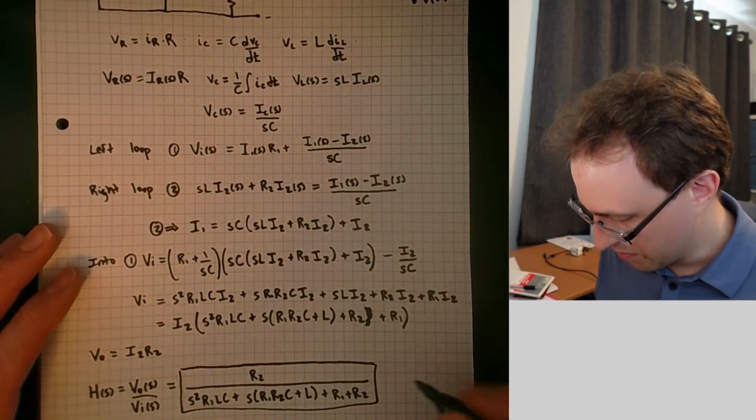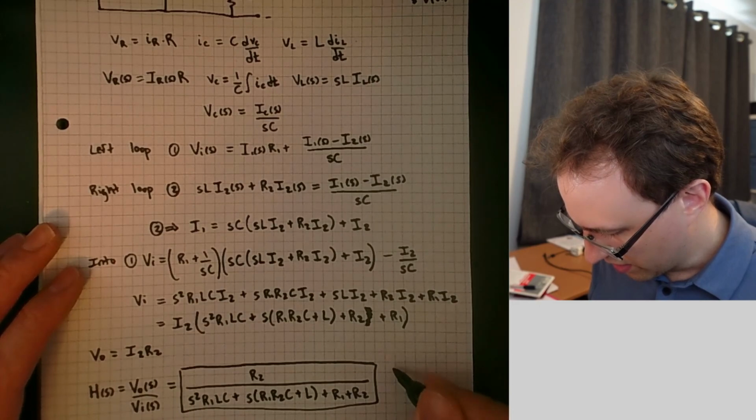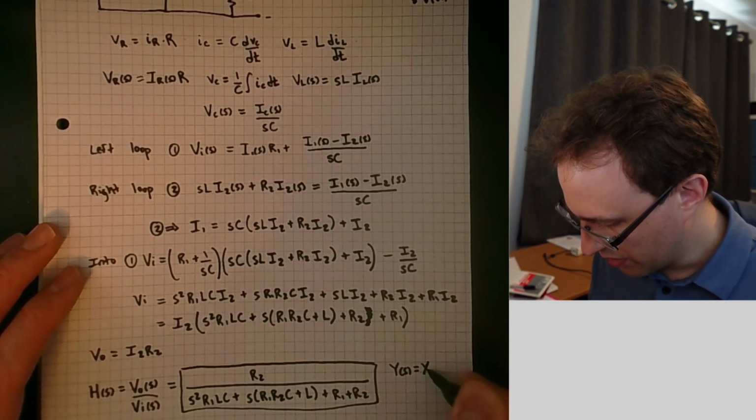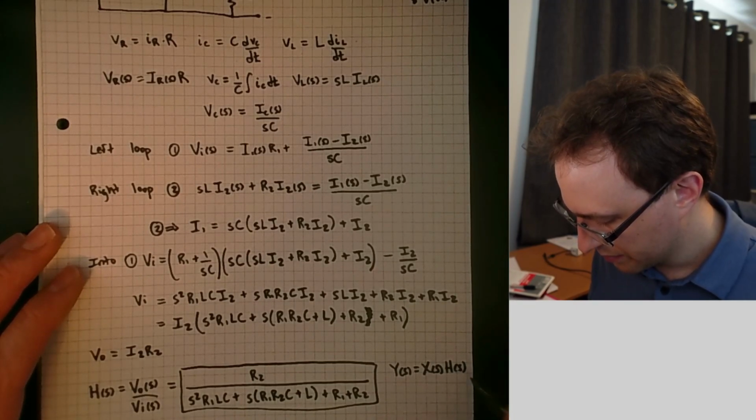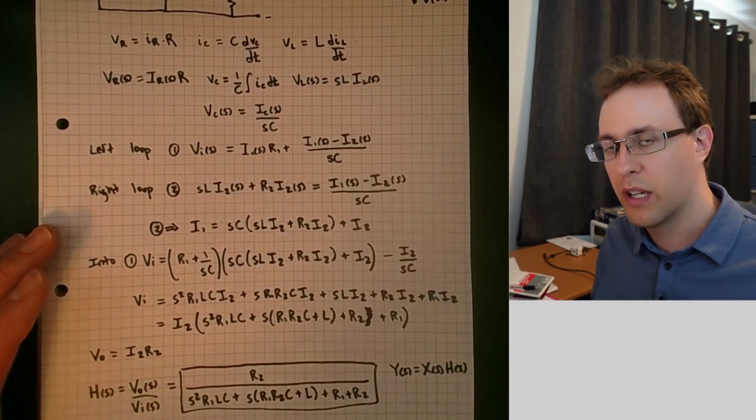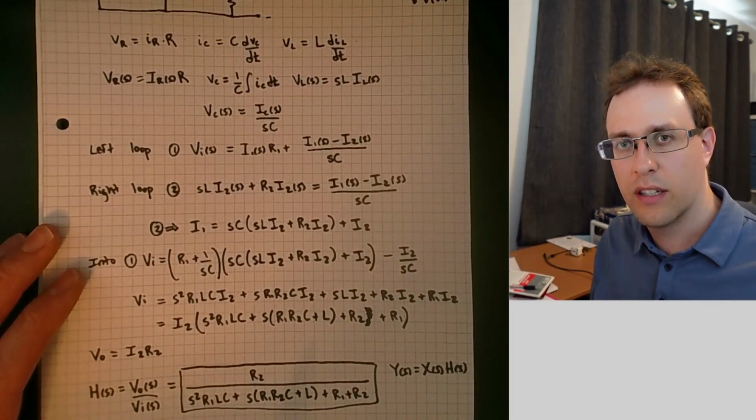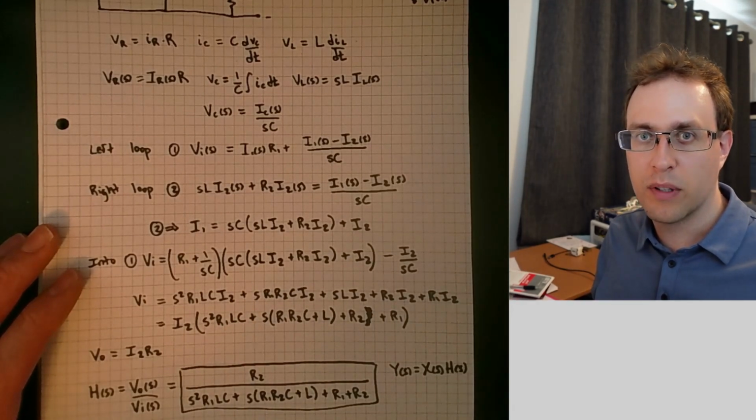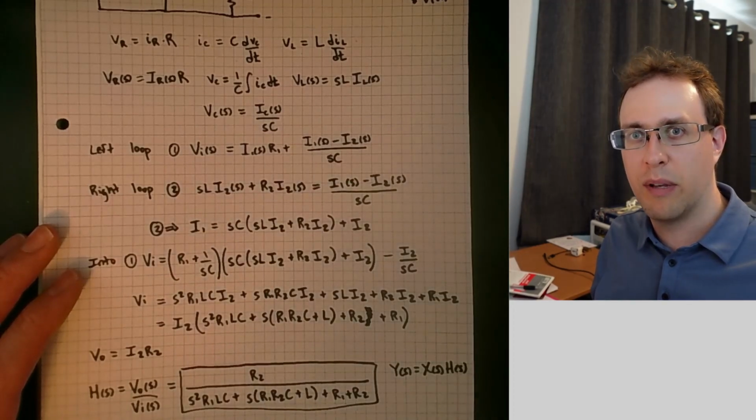And we can do this by writing that the output Y of S is going to equal our input X of S times H of S. So with the help of the Laplace transform and the inverse Laplace transform, we can take this expression here, combine it with a time domain input signal, and determine what the time domain output signal would need to be.